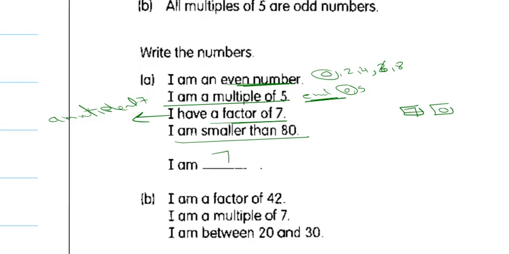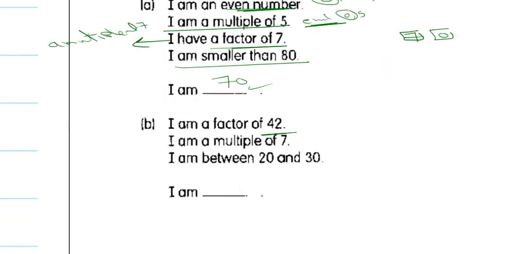And it's also a multiple of 2, so it has a factor of 2. And a multiple of 5, so it has a factor of 5. And a factor of 42, let's check all factors of 42. 1 times 42. 2 times, let's get the half of 42, it will be 21.